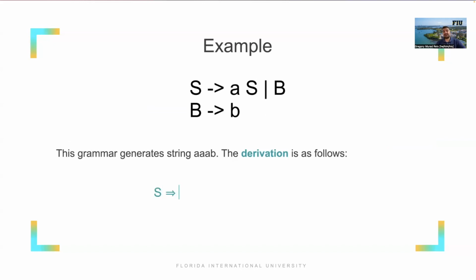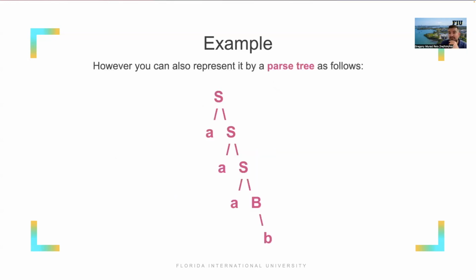So let's say, for example, I want to derive the string AAAB. We know that S can be replaced by AS. So I generate the first AS. Oh, I still have a variable S. I can replace that variable with another AS, another production. Oh, there's still S. I can replace that S with AS. So I have AAA variable S. Now I can replace S with B because I want to reach the terminal b. And B can be replaced by the terminal b. I was finally able to generate the string AAAB.